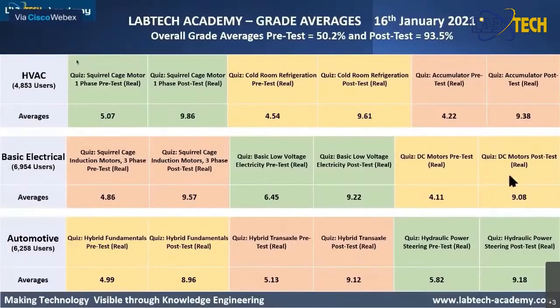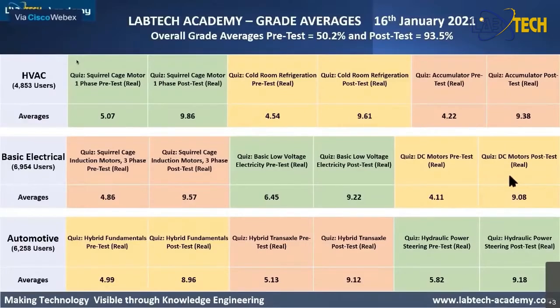This is as of the 16th of January, looking at some of the grade averages, and this is the impact that it's having. So I've just taken out of the learning management system some topics, 3 topics in each subject area, being air conditioning at the top, the middle one electrical, the bottom one automotive. You can see the number of users that have done those 3 topics. So HVAC, nearly 5,000, electrical nearly 7,000, automotive just over 6,000.